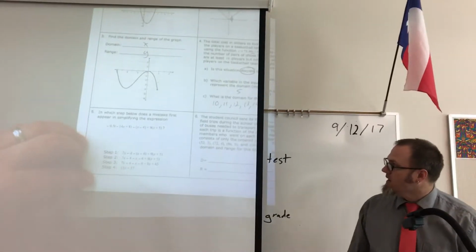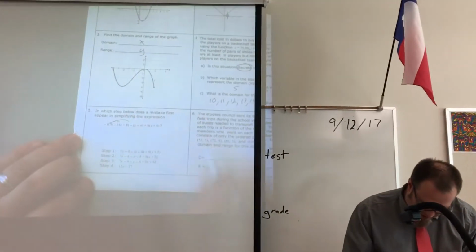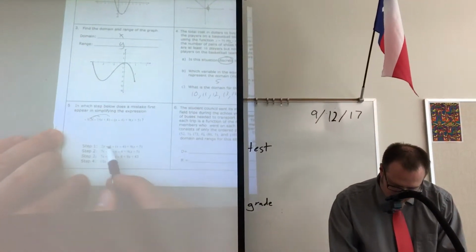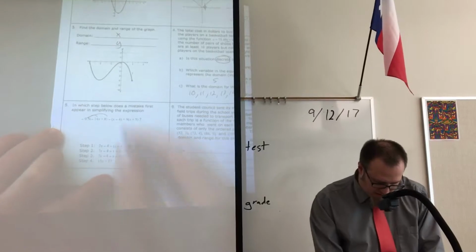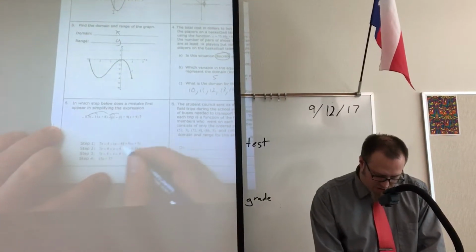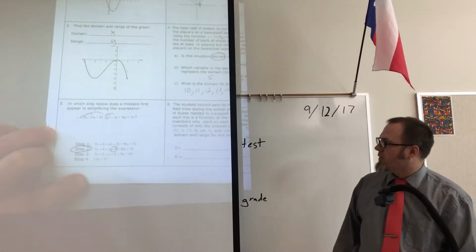Number 5, the first mistake. They're distributing here. We have a negative times a negative, it's a positive. A negative times a positive, it's a negative. So step 1 is okay. The next one's distributing this. A negative times a negative should be a positive. So step 2 is where that first mistake starts showing up.